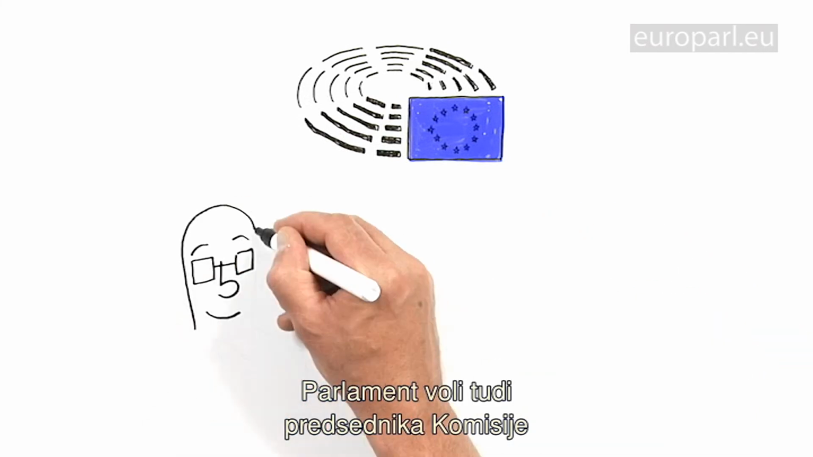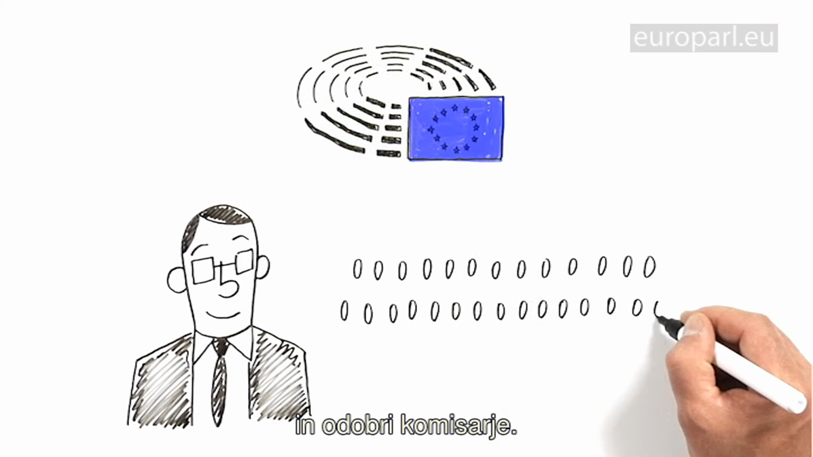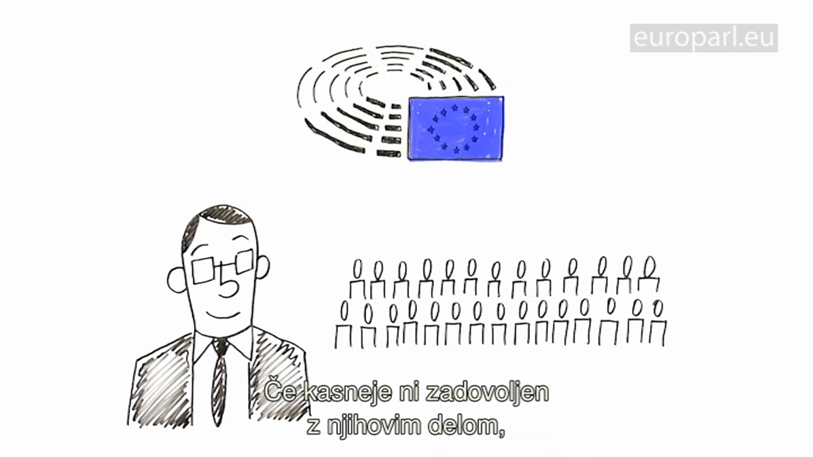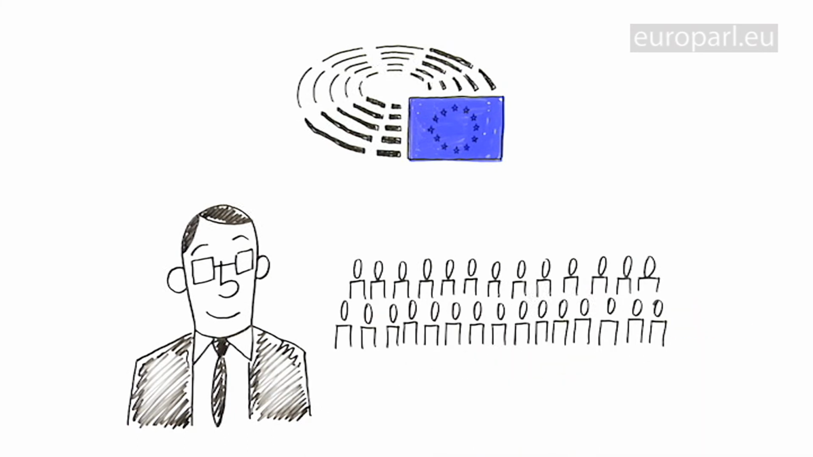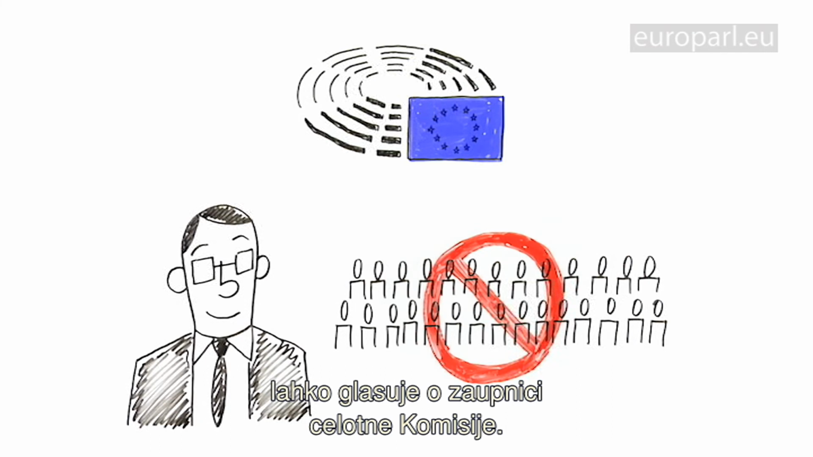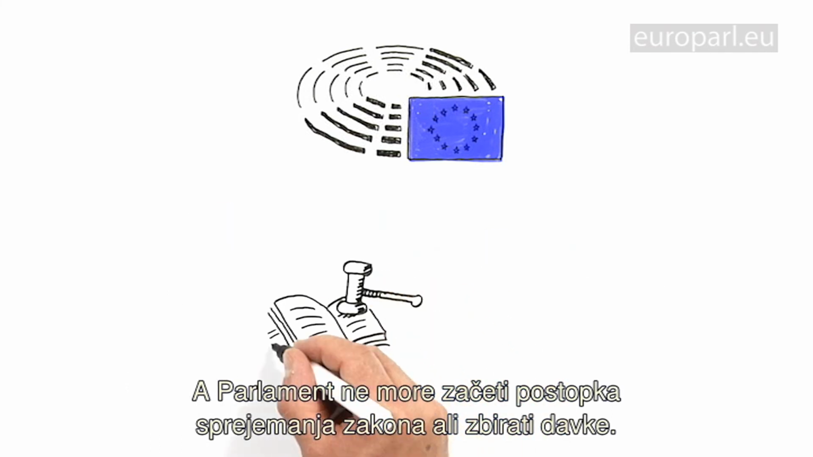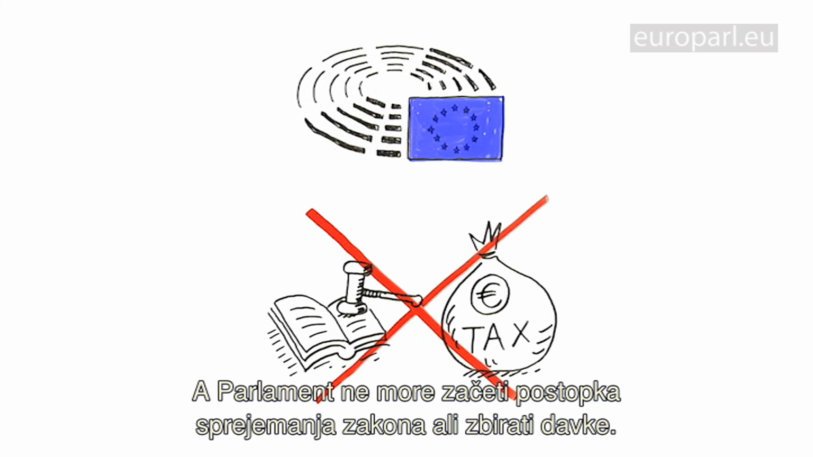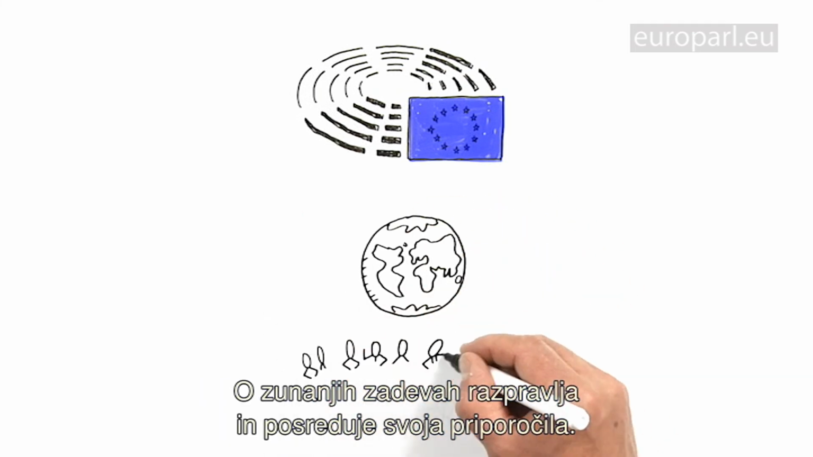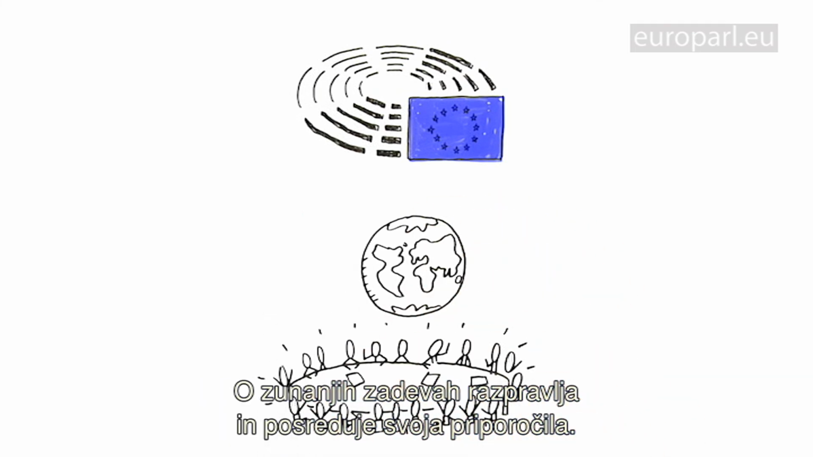Parliament also elects the Commission President and approves the College of Commissioners. And if later it's not happy with their performance, it can censure the entire Commission. However, Parliament can't initiate legislation or raise taxes. On foreign relations, it debates and forwards recommendations.